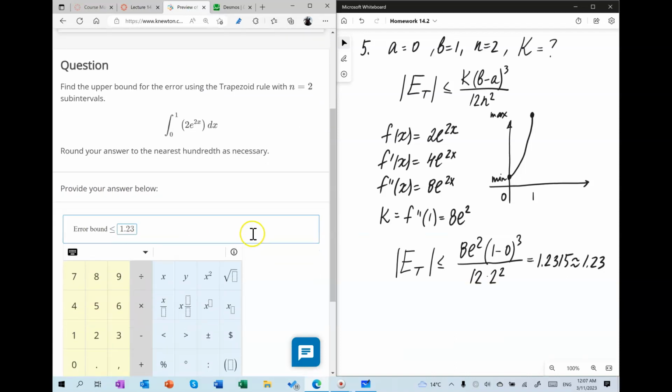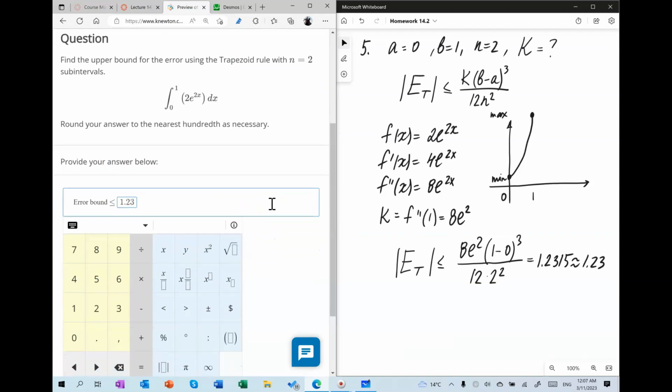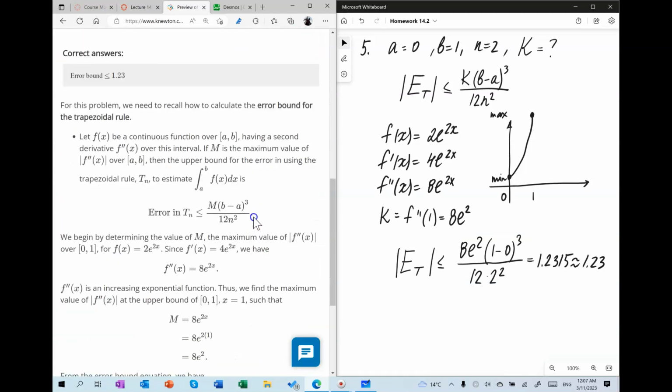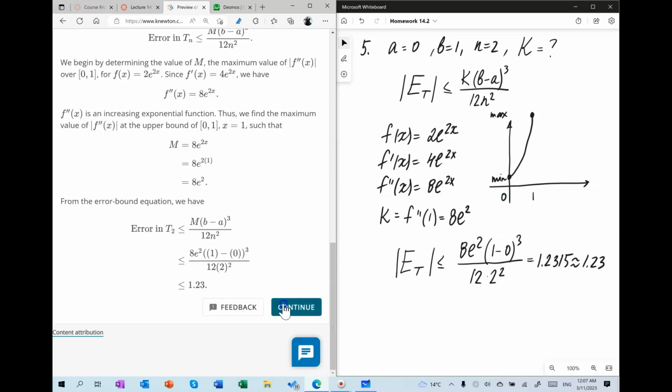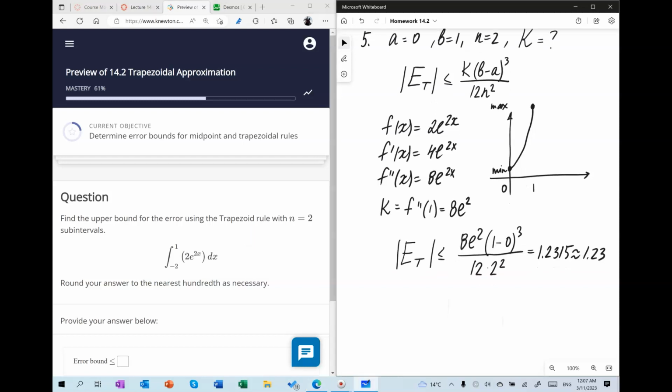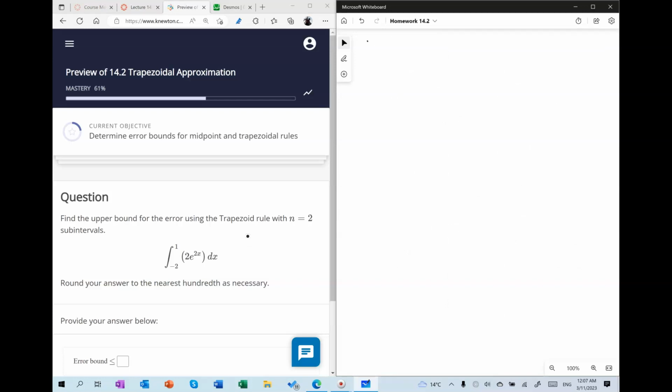So that means if we use a trapezoidal approach with n equals 2, we're going to be within 1.23 squared unit of the correct answer. So, which could be useful information. We have another very similar problem. A is -2, B is 1, N is 2, K we don't know, but we're about to find out. Function, unfortunately it's the same function.